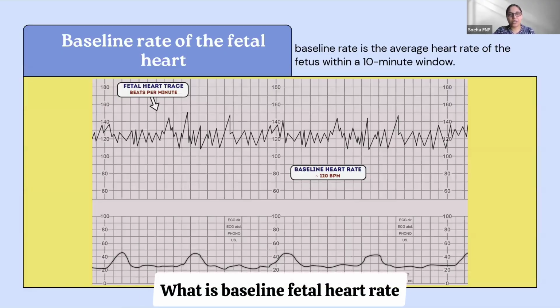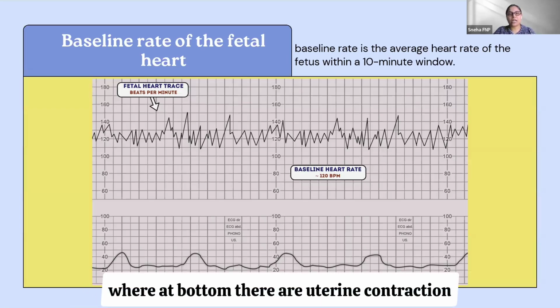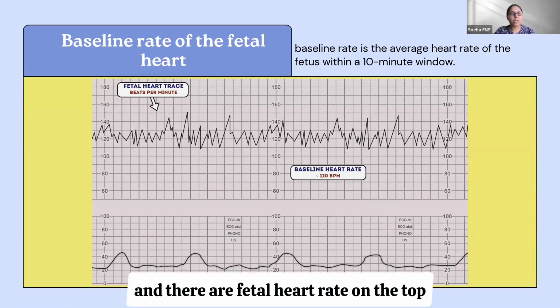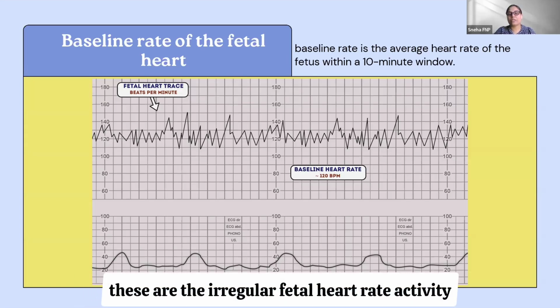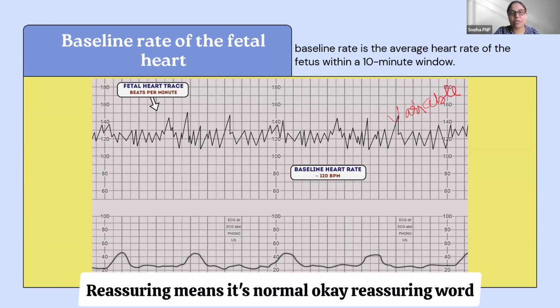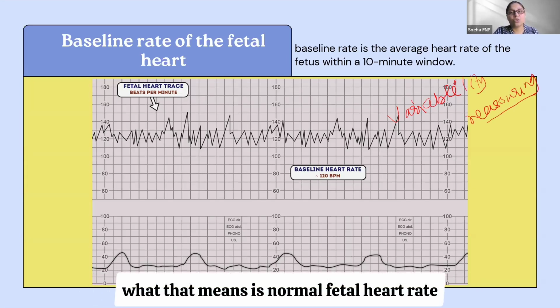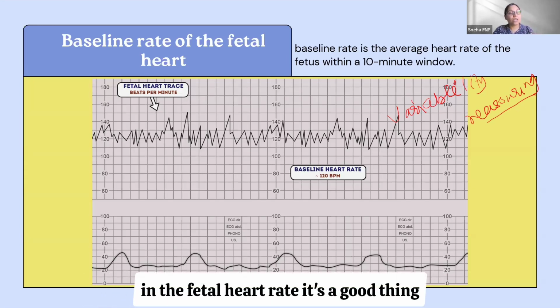Then the baseline fetal heart rate. What is baseline fetal heart rate? So this is how you will see the graph where at the bottom there are uterine contractions and there is fetal heart rate on the top. And if you can see here, these are the irregular fetal heart rate activity. This is called variability. And this is very reassuring. Reassuring means it's normal. What that means is normal fetal heart rate. It's a good thing. So to have the variability in the fetal heart rate, it's a good thing.